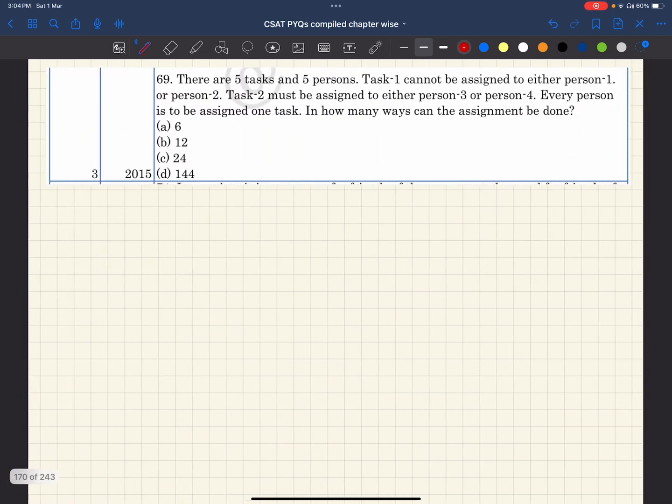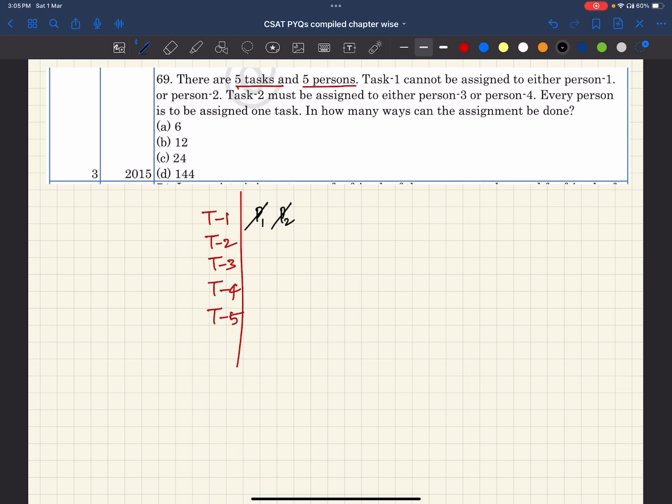Okay. Now, let's go to the next question. There are 5 tasks and 5 persons. Task 1 cannot be assigned to either person 1 or person 2. Let's take T1, T2, T3, T4, T5. What is it telling? There are 5 people. Task 1 cannot be assigned to person 1 or person 2. P1, P2 cancel.